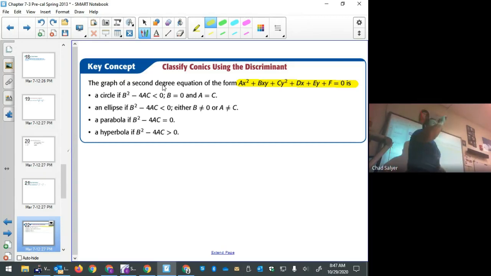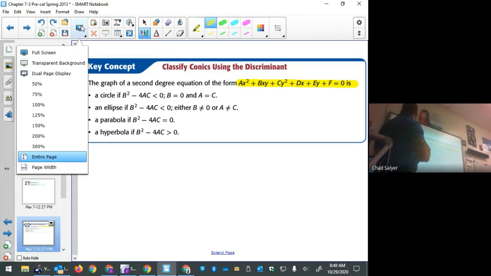So this B term, it's going to be 0 for everything except for a skewed conic. So it's very common for this to be 0, but maybe it won't be. So you take B squared minus 4AC. If it is negative and B equals 0 and A is equal to C, you got a circle. If it's negative and B is not equal to 0 or A is not equal to C, you got an ellipse. If it is equal to 0, you got a parabola. If it is greater than 0, you got a hyperbola. Okay? So this is going to be one of the test questions. Classify a conic using the discriminant.